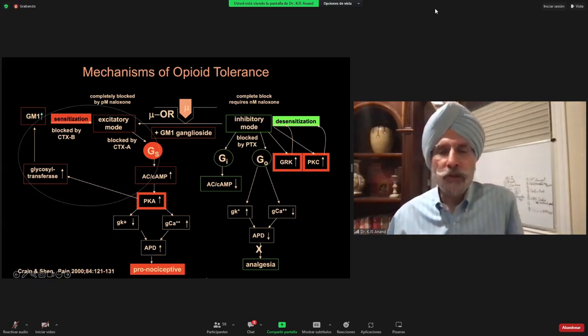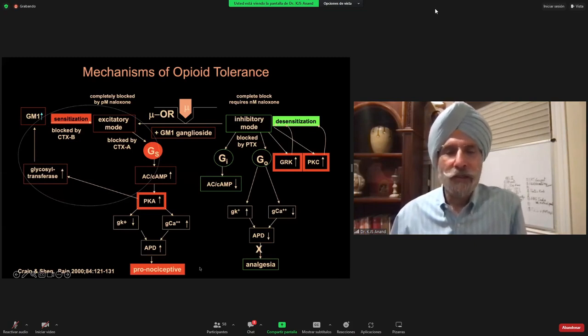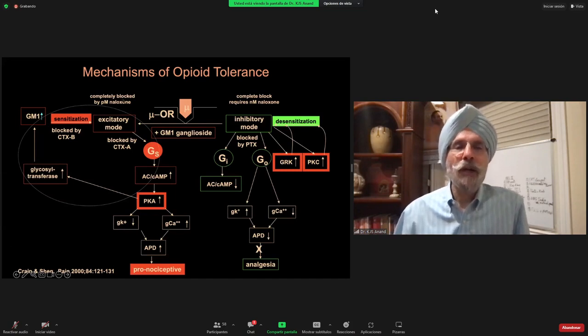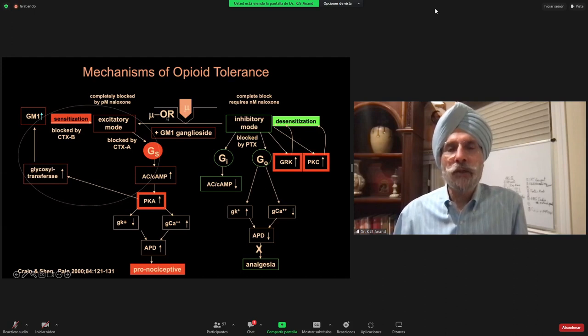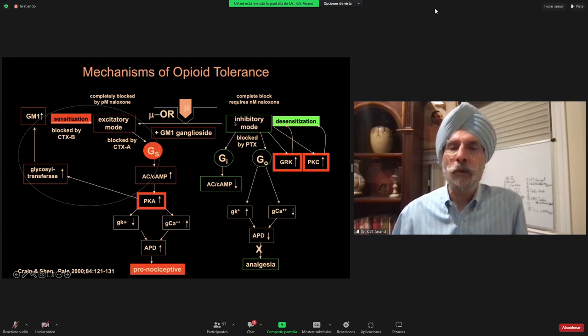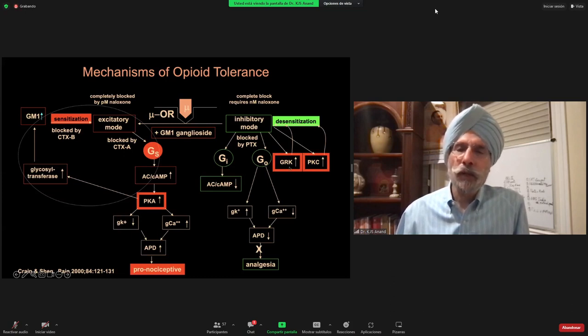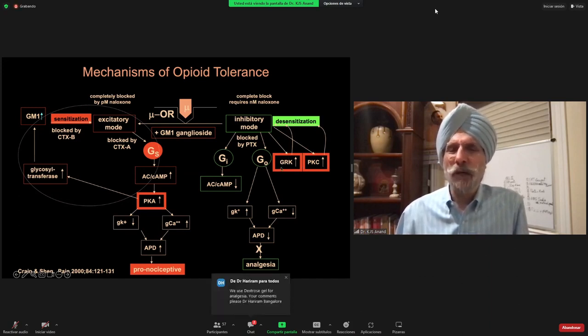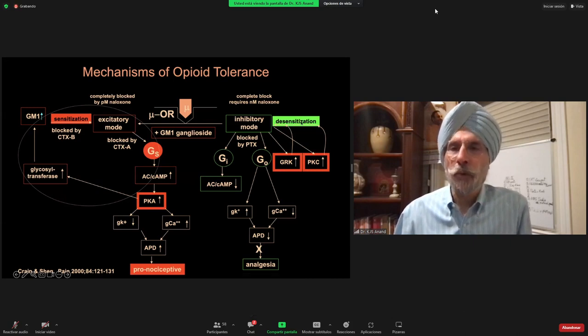So let me orient you to this very busy, intimidating kind of slide, where here's your opiate receptor. Here's your opioid agonist, and it's binding to the receptor. So normally what happens is when it binds to the receptor, most of the receptors live in the inhibitory mode. So when the agonist binds to the receptor, they turn on the GI alpha and the GO protein. The GO protein interacts with these ion channels in the neuronal membrane, increases protein kinase C and G protein receptor kinases, which causes a desensitization. So the neuron gets hyperpolarized.